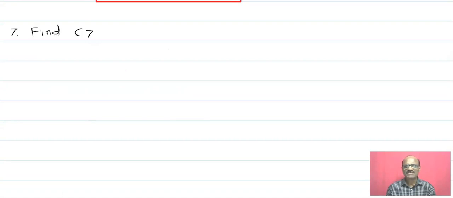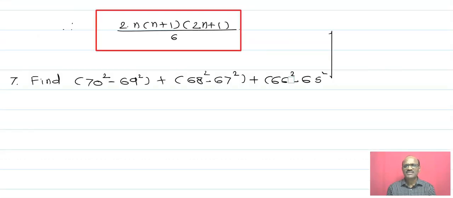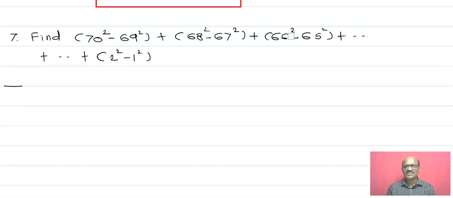Now next. Find 70 square minus 69 square plus 68 square minus 67 square plus 66 square minus 65 square, and in this way up to the last term. In the last example, the divisor is 3 and not 6. Again I am repeating, there is a 6 in the answer, it must be 3 there.